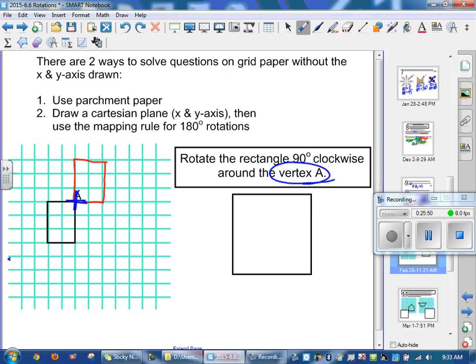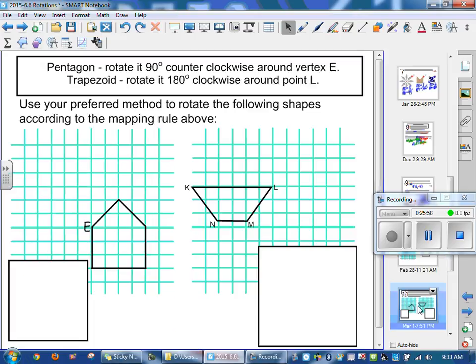Now we're going to rotate a couple more objects. I want you to rotate one from vertex E, and the one on the right from vertex L. The first thing you're going to do is put a plus sign on each of those. Then draw your parchment paper over top of them and rotate them, please. And then rename your new object. I'll give you a couple minutes to do that.